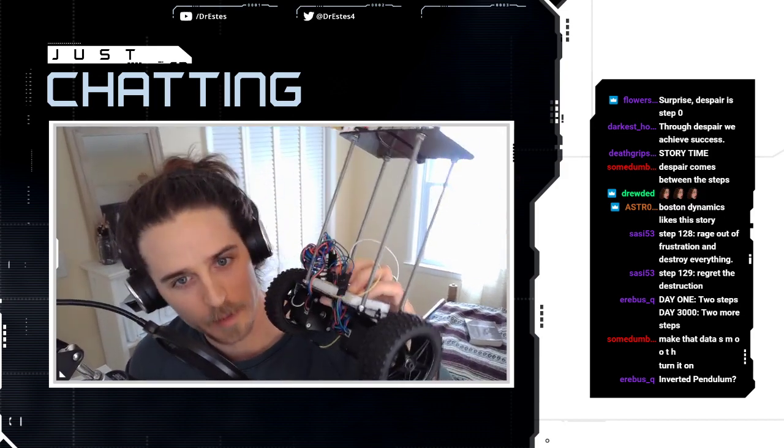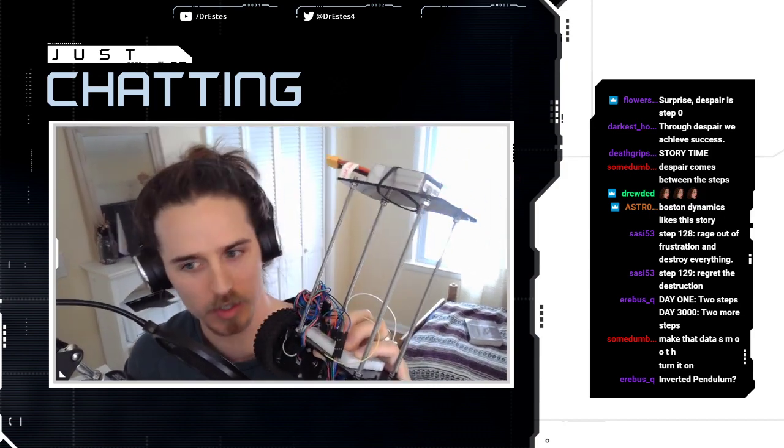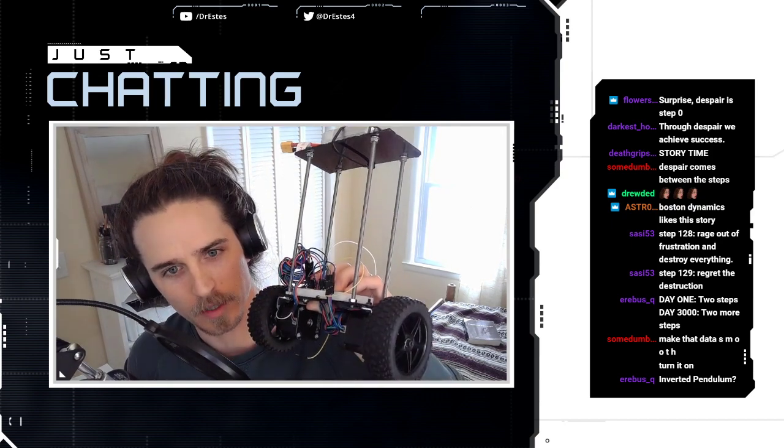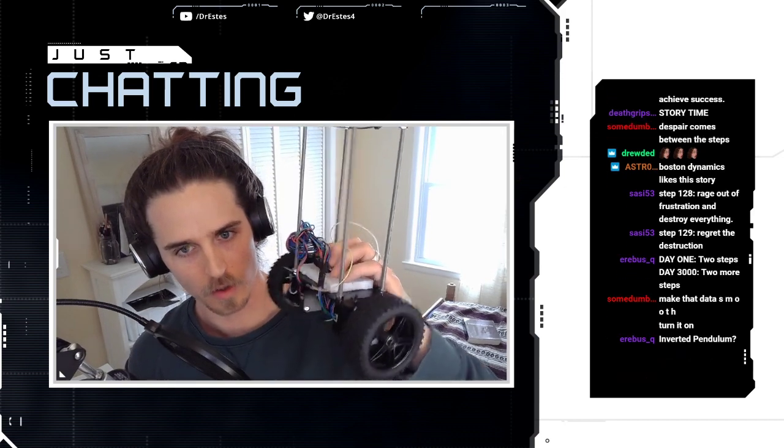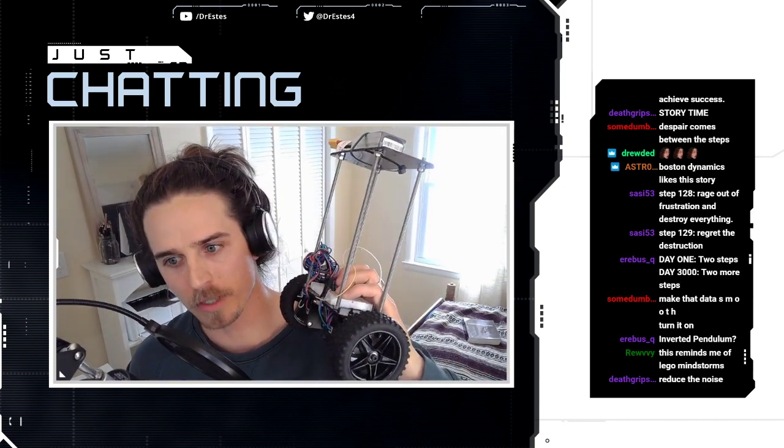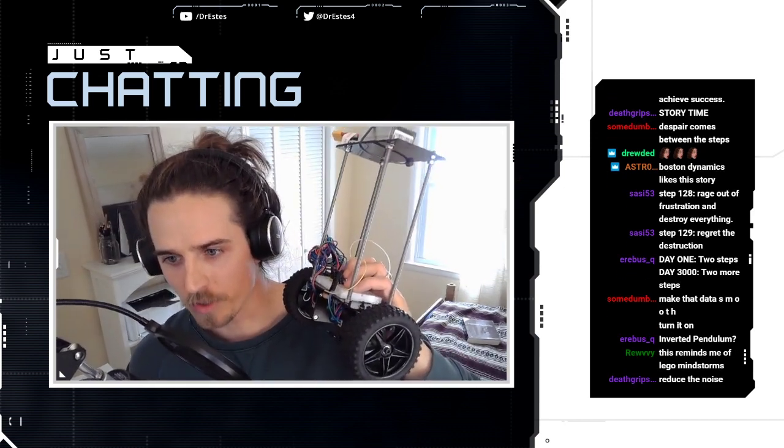So the reality is, I'm still working on this. I haven't finished it yet. It's close. It's close though. Erebus says inverted pendulum. Yes, or you could refer to this as a mobile inverted pendulum. Death Grips Pog says reduce the noise.